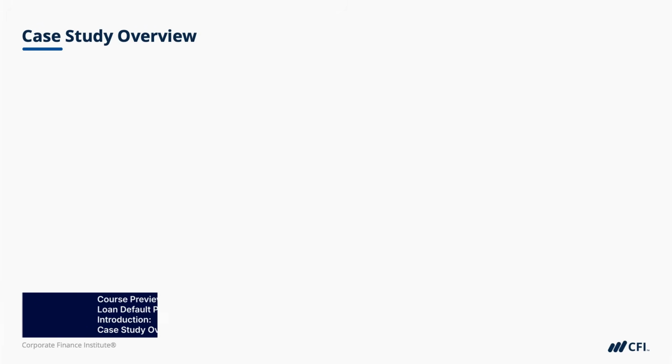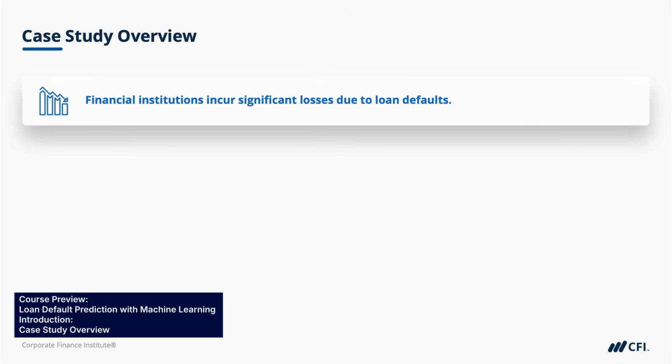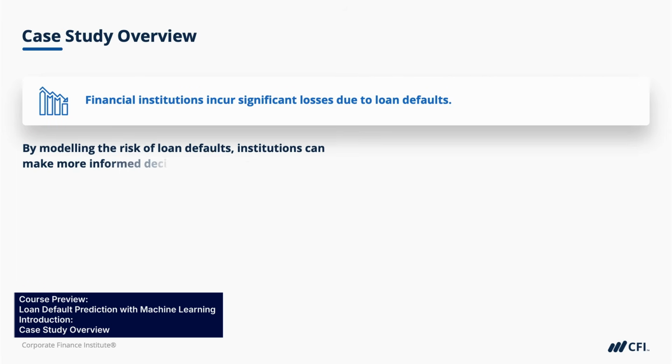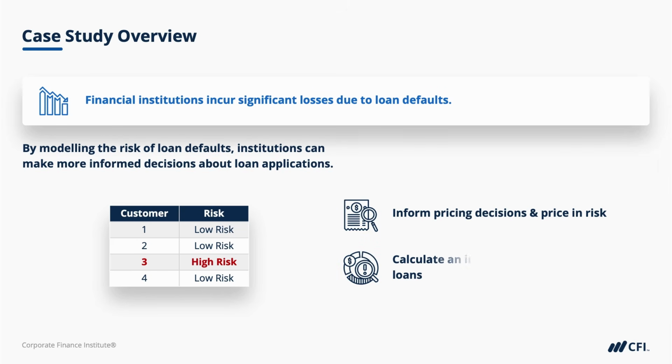Now, let's just take a closer look at the specific scenario that we're dealing with. Financial institutions incur significant losses due to default of loans. By modelling the risk of loan defaults, such institutions can make more informed decisions about loan applications, and this can be used to inform pricing decisions and price according to a particular risk of an application, or to calculate more informed risk evaluation of the institution's loans as a whole.